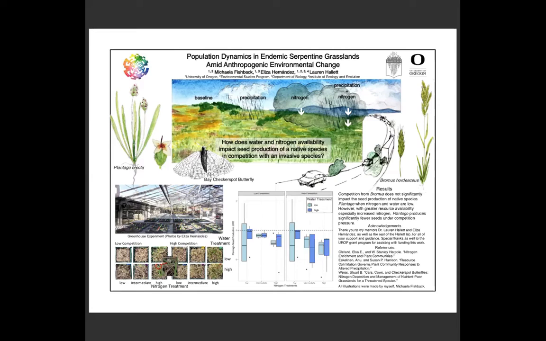Nitrogen has the greatest impact overall on Plantago seed production under competition pressure, as there is a clear downward trend in seed production at both low and high water availability at both low and high competition pressure.